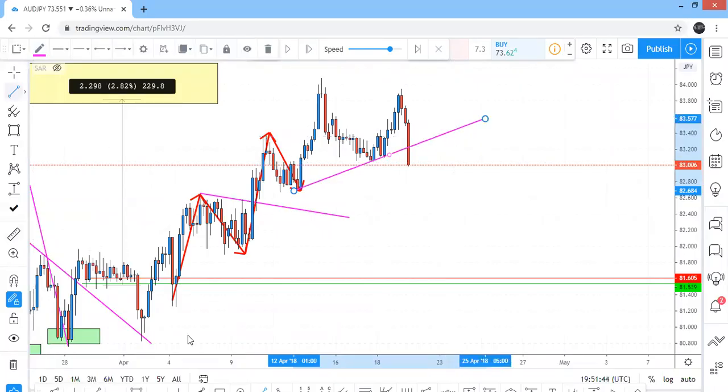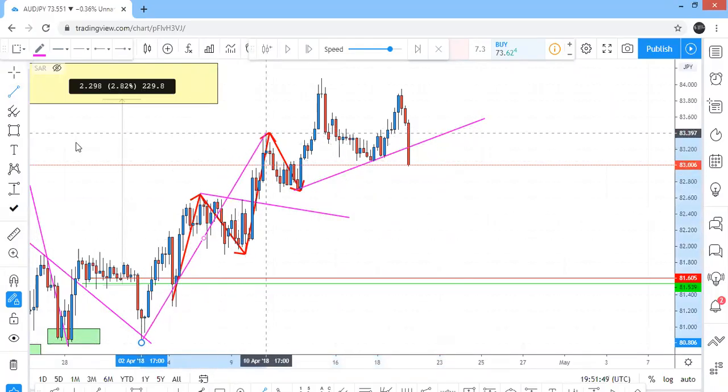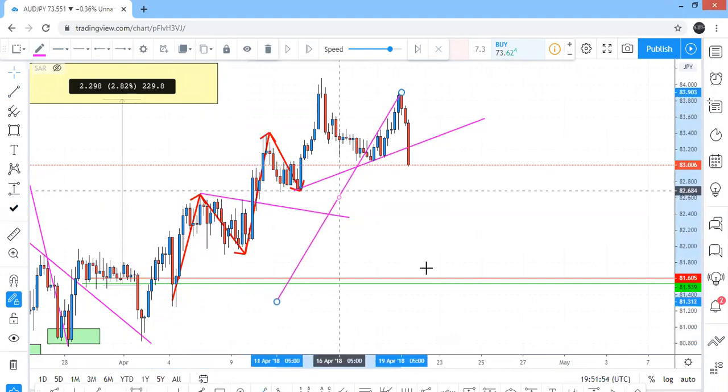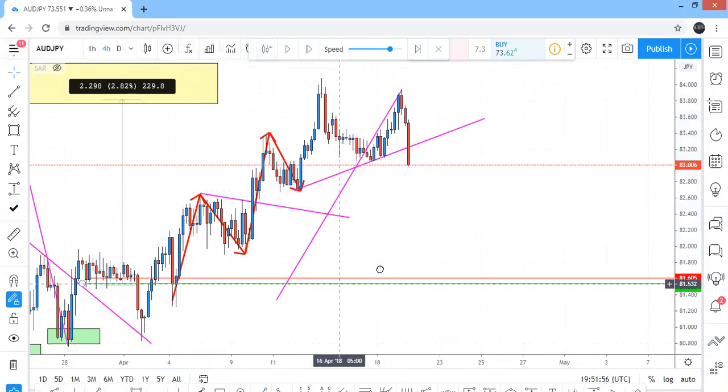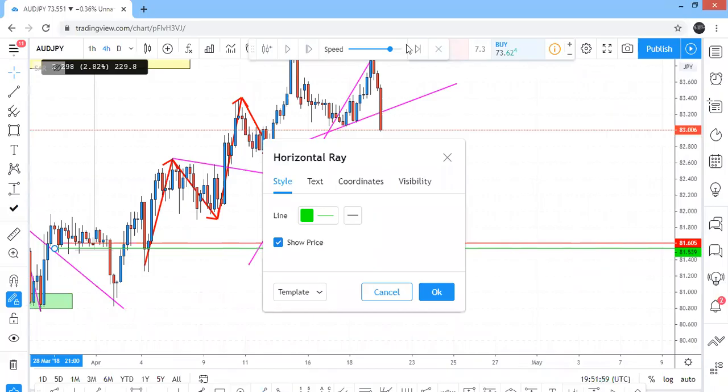What we can do over here is get the distance from this high, or this low, sorry, all the way to the first high. Move that distance towards the lower high, okay? You now have your take profit. Stop loss can go above here.